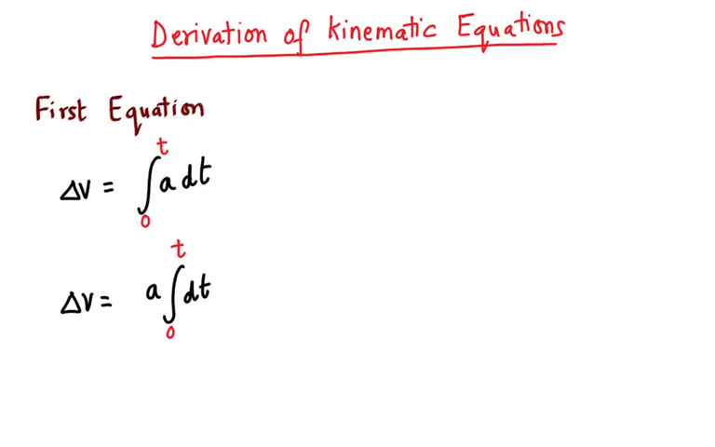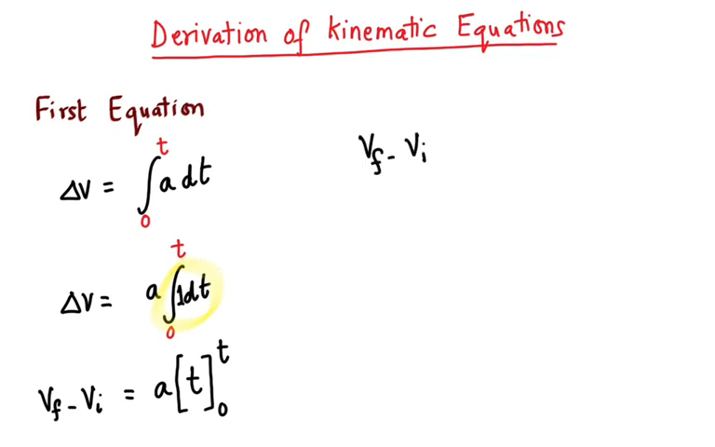Acceleration is constant, so it will come out of the integral sign and we are left with dt. Delta v is change in velocity, so we can write it as vf minus vi, and integral of dt will give us just t, because we know that it's 1 dt, and the number 1, when you integrate it, you will just get t, and you are going to integrate from 0 to t.